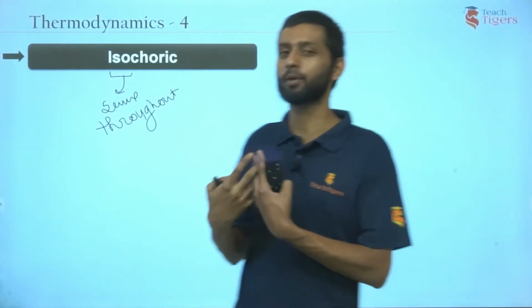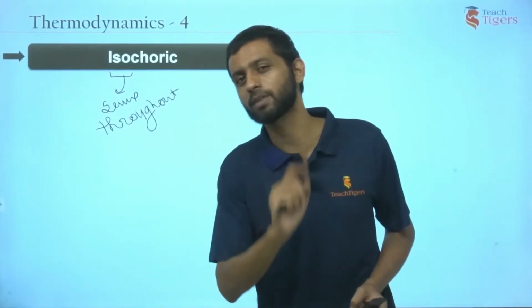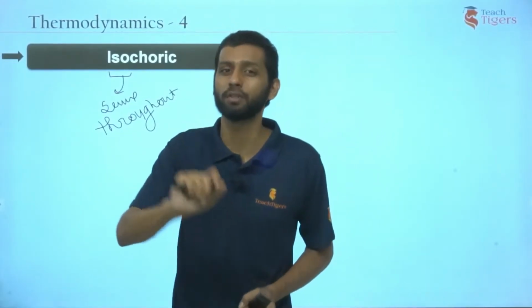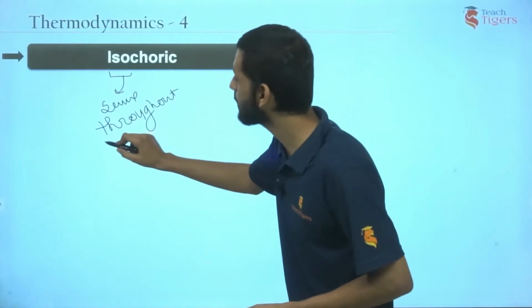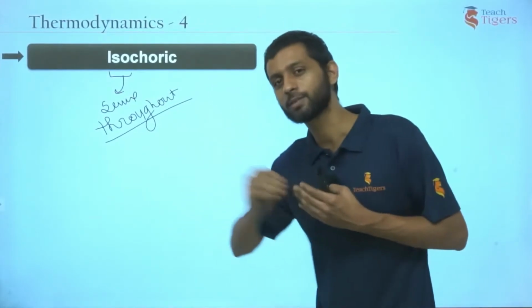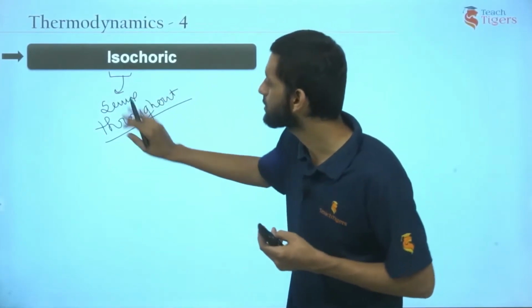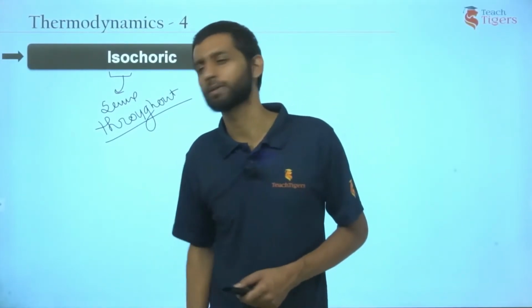Throughout any given process. Remember, we're discussing types of processes, not types of state. Since we're discussing types of processes, it's the same throughout the process. All the time the process is being carried out, iso means whatever quantity we're going to discuss is going to be the same throughout the process.